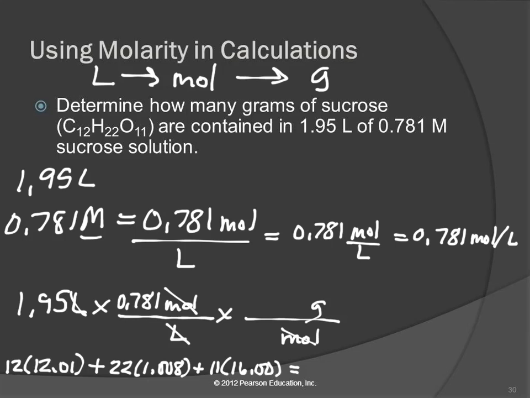22 times 12.01 plus 20. No, I typed in the right thing, I said the wrong thing. 12 times 12.01 plus 22 times 1.008 plus 11 times 16. I came up with 342.296. Anybody else get that? Yeah. It always amazes me how I can do one thing and say another at the same time.